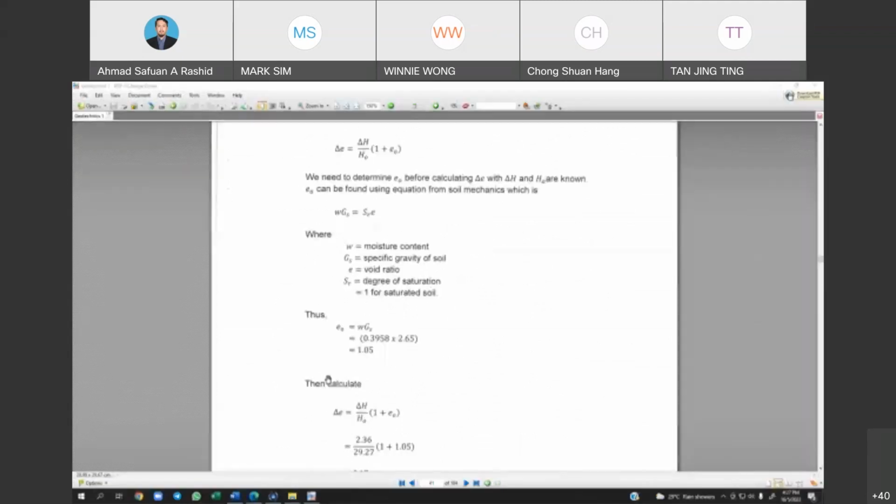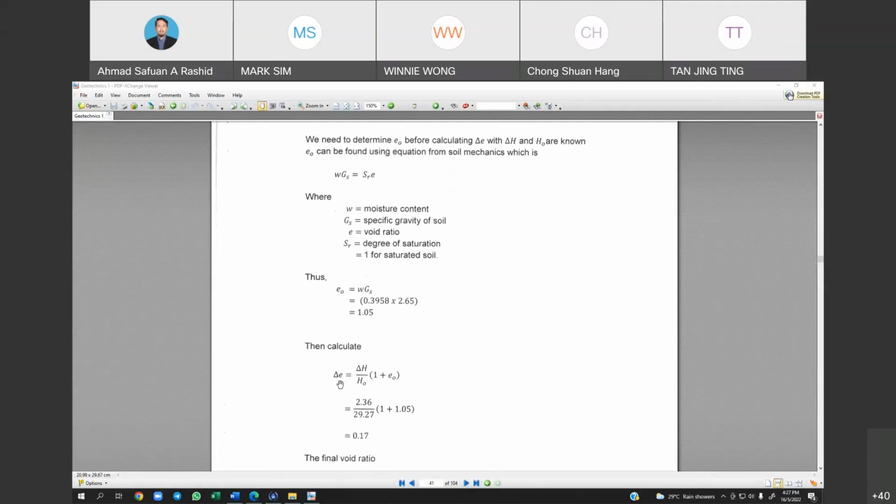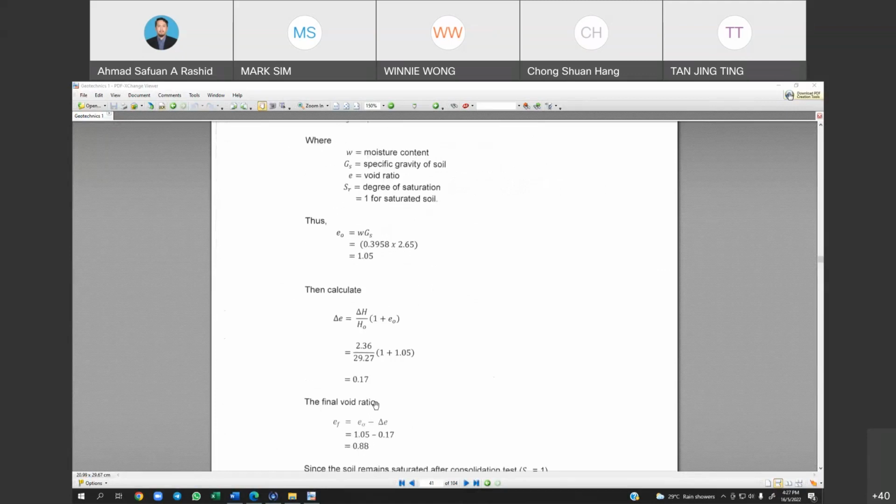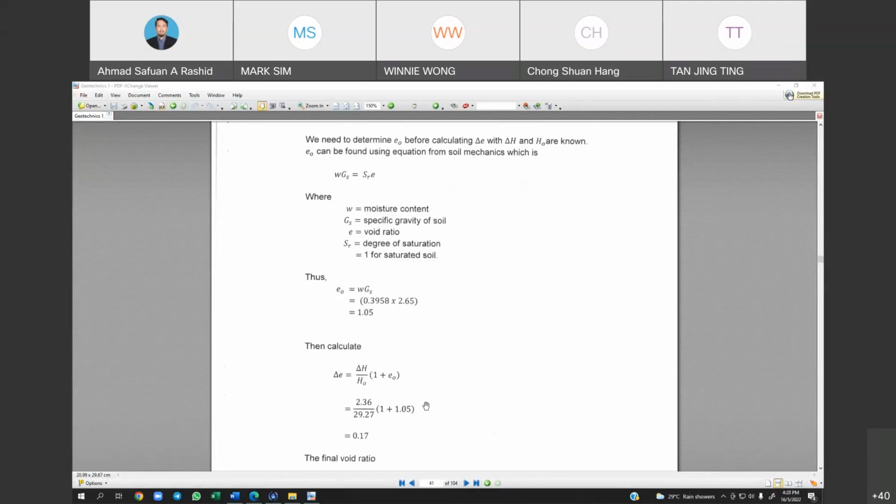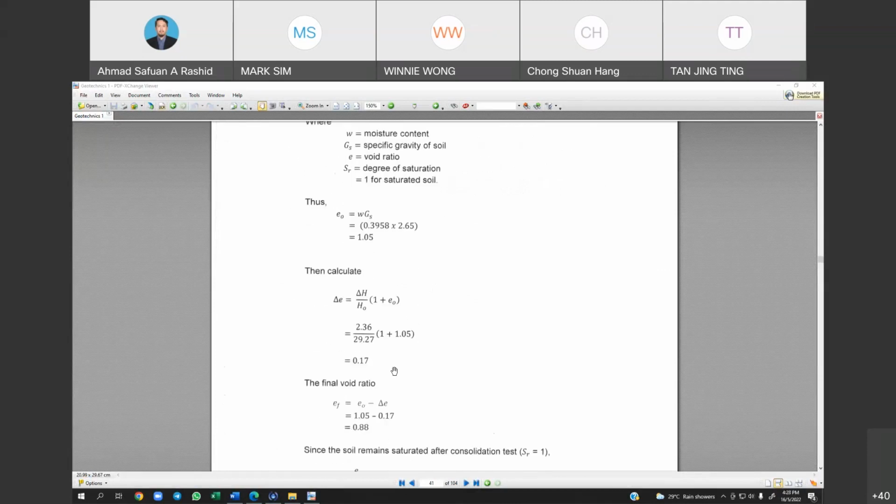Then we can calculate delta E: delta H 2.36 over 29.27 times 1 plus 1.05. So delta E is equal to 0.17. The final void ratio is the difference between the initial void ratio and delta E, so the final void ratio is equal to 0.88.